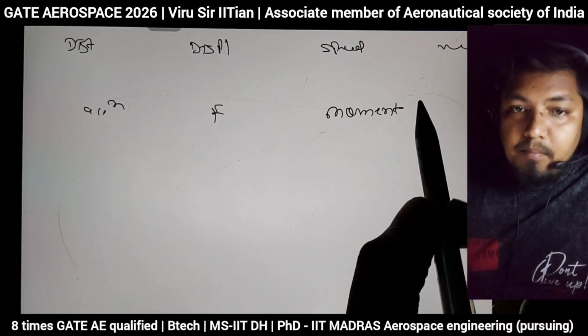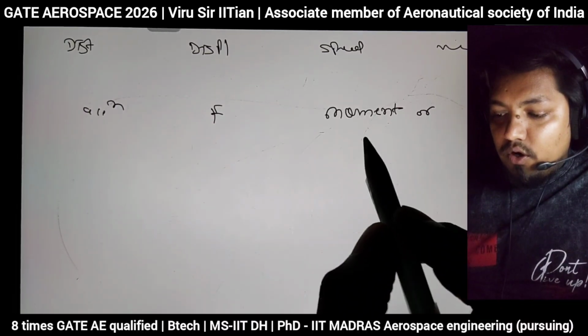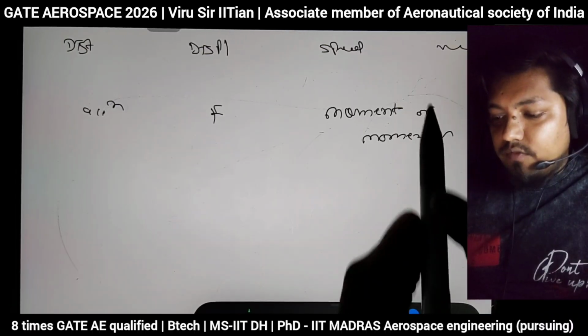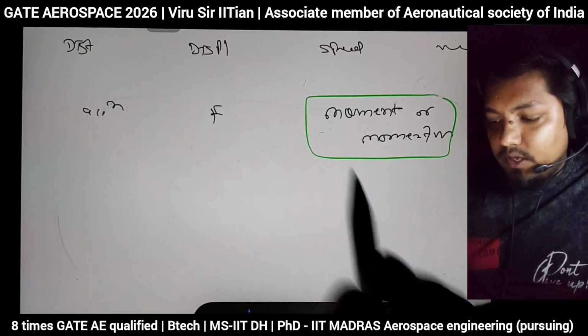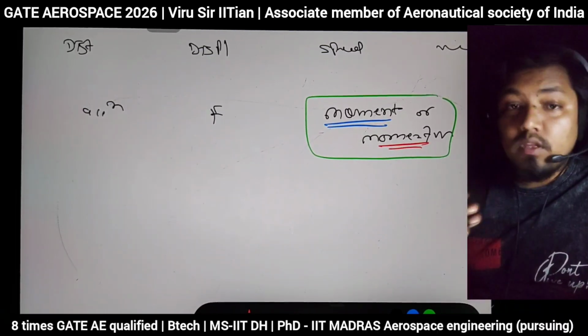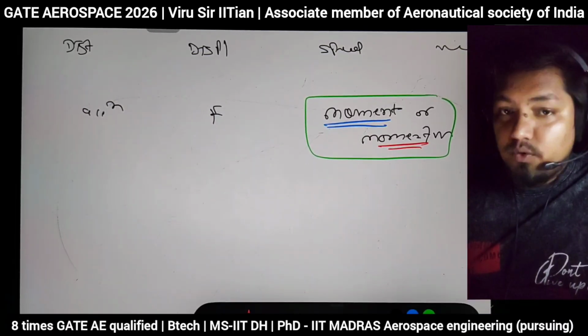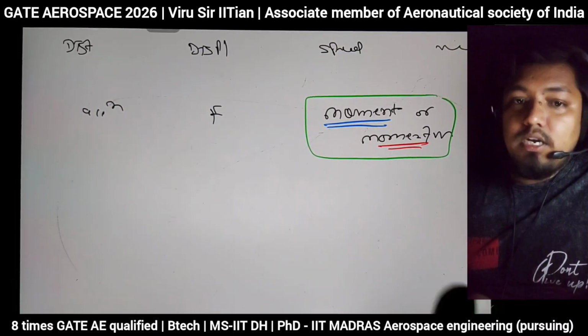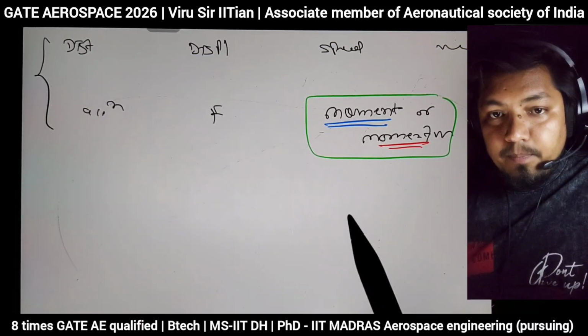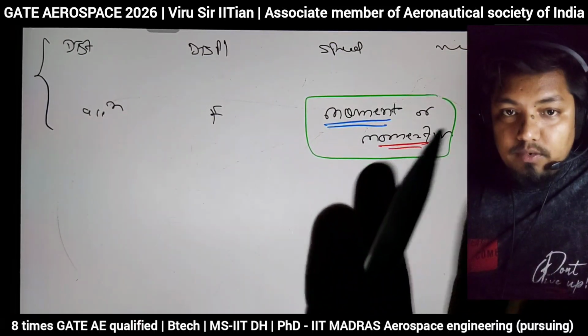moment, or momentum. They both are 2 different properties. They are not the same thing. That's why I have written the names together, so that you can have a clear picture. Moment is different, momentum is different. So these properties we define when we go for linear motion.